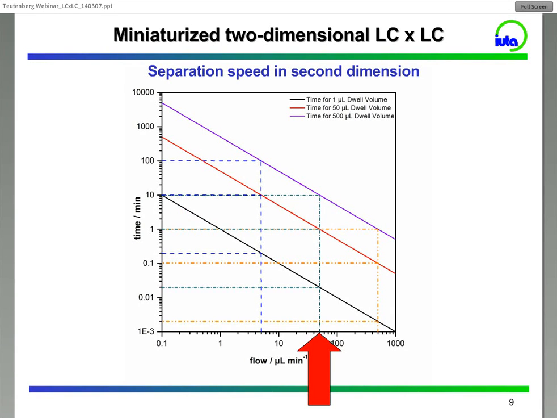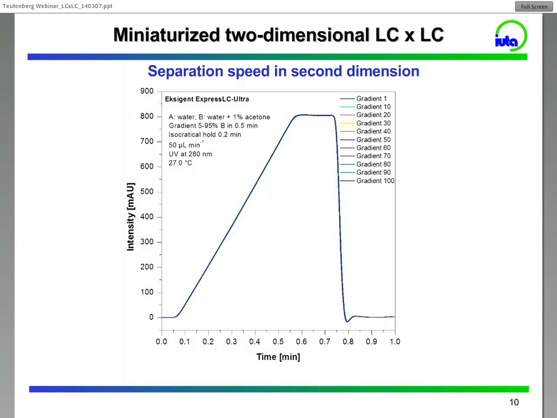Therefore, if I use our system at the same flow rate with just 1 microliter of delay volume, the delay time is in the order of 0.02 minutes, so just a few seconds. And therefore, very fast re-equilibration cycles are possible.